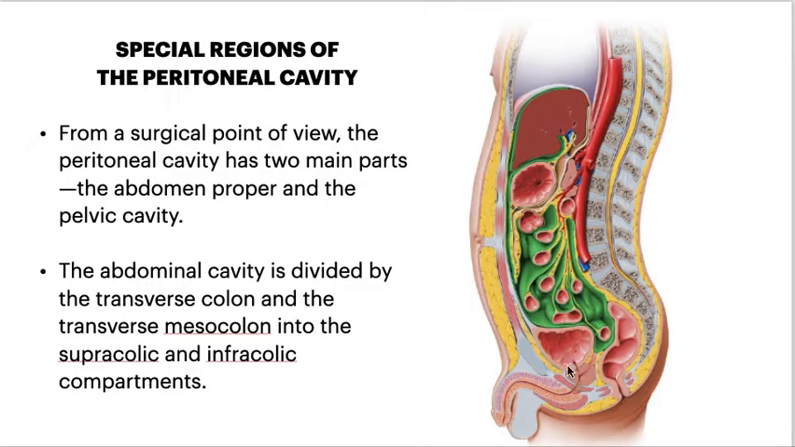Regions of the peritoneal cavity. From a surgical point of view, the peritoneal cavity has basically two main parts, the abdominal cavity proper and the pelvic cavity. The abdominal cavity is further divided by the transverse colon and the transverse mesocolon into a supracolic compartment and an infracolic compartment.